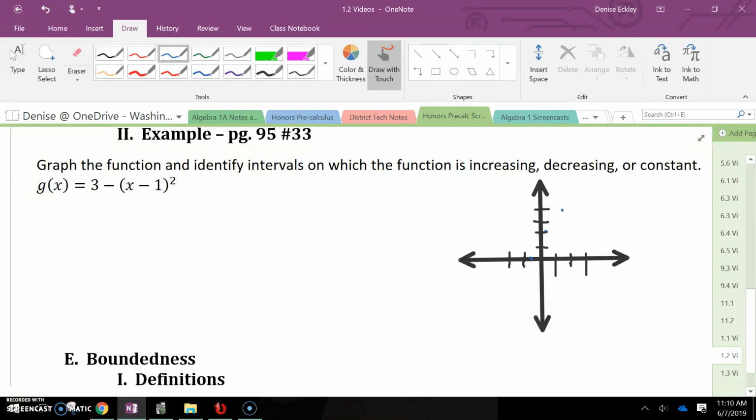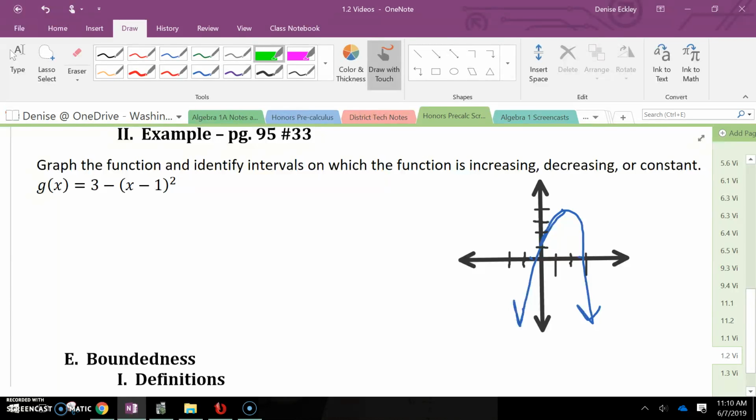And we have an x-intercept here and one right there. So let's go ahead and draw that. Kind of like that. There's a sketch of our graph. And we're supposed to identify where it's increasing, decreasing, or constant.